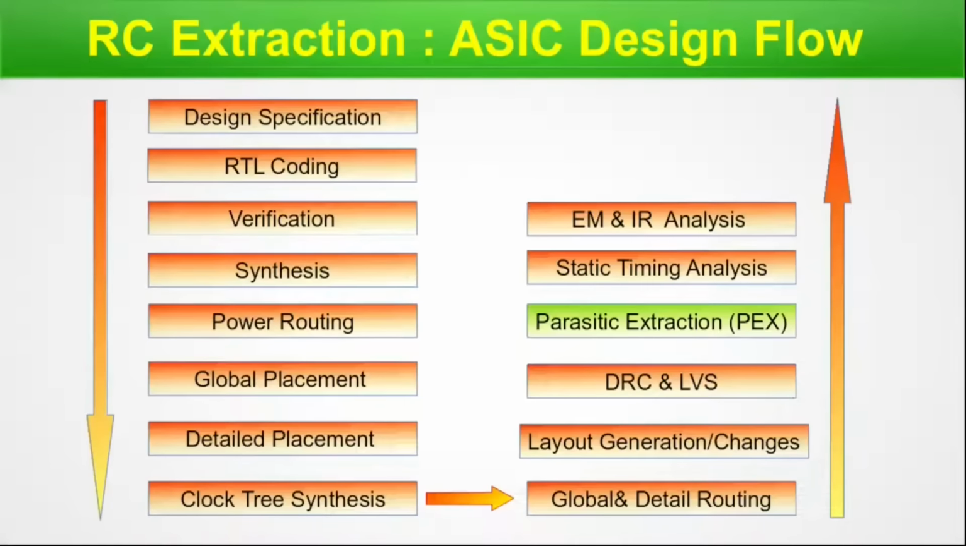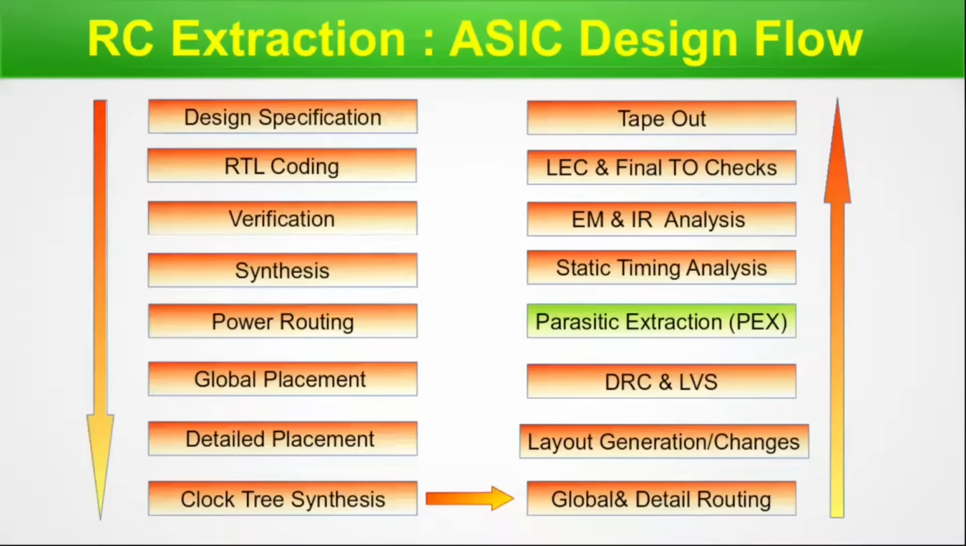Next, we do the EM and IR analysis. After that, we do the LEC and the final tape out checks. And once everything is finalized and whatever iteration needed at which step as required are done, and we have reached some stage where we have no further modification or correction to be made, we go for the tape out. So this is the entire flow in the ASIC design.